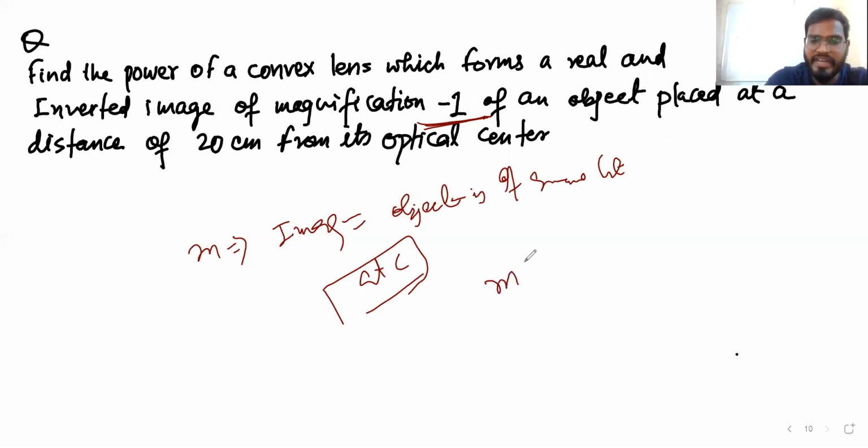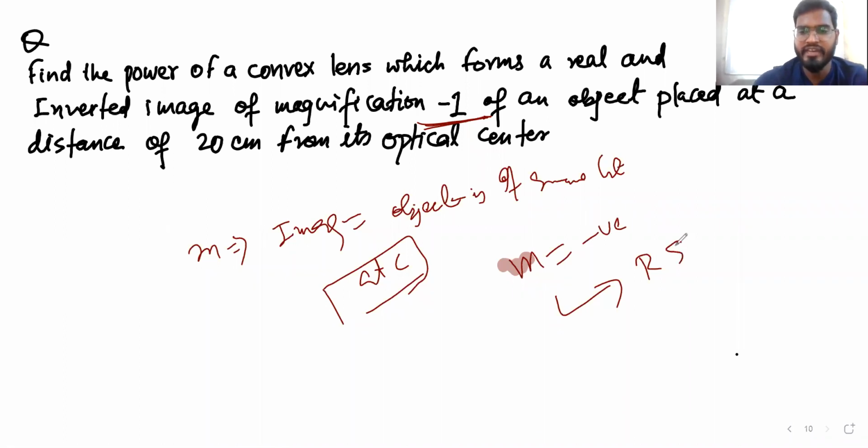Magnification minus. Think a little, you guys can do it by yourself even. Negative magnification means what? Real and inverted, right? We can say magnification is negative, then we can say real and inverted. That's it.